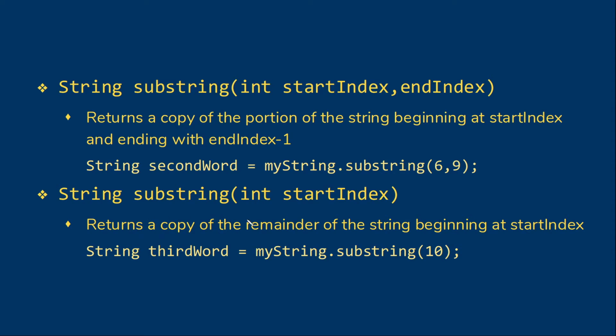Then we also have a version that only takes a start index, and that will give us the rest of the string from that point. So if we wanted to get the third word, the "red", we could say string third word is my string dot substring 10, because 10 is the index of the R in red, and then we would just go to the end of the string, which is what we want to do in this case.